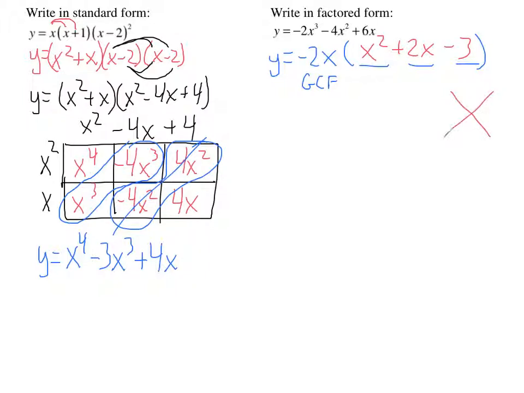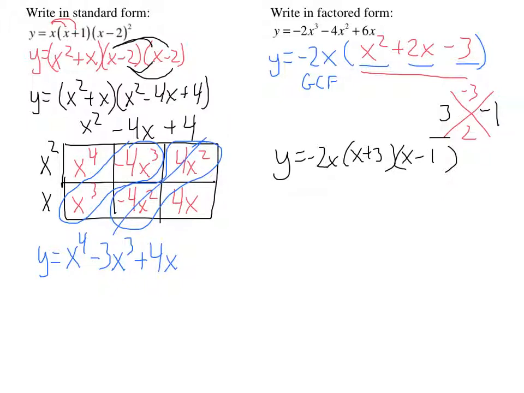Now, do you see it factoring? Can you see that factoring? What are my sides? 3 and negative 1. So I now have y equals, I got the negative 2x. And what do I have in those parentheses? You have an x plus 3 and an x minus 1.